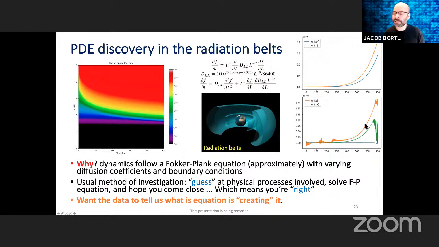We're able to discover, in the most intense part of the radiation belts, the leading driving terms of the system. And so we're getting closer and closer to reality. PDE discovery: we want the data to tell us what the equation is.